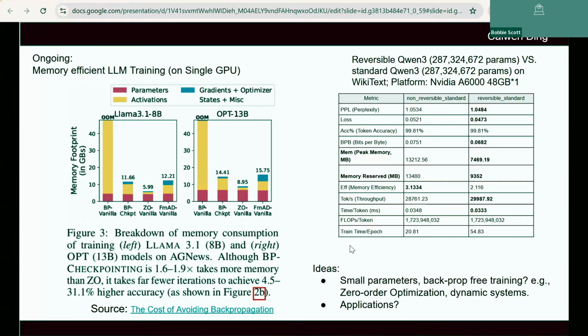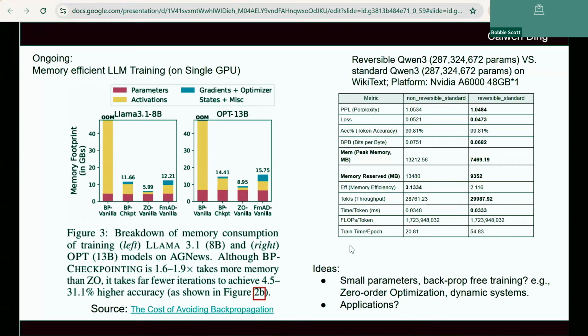For the backpropagation-free training method, we are doing a combination of, for example, zeroth-order optimization, where we only mimic with Gaussian noise. We can add this Gaussian noise to our previous weights, and then we can form some hypothesis and mimic the backpropagation process, the error. We are doing this in combination with the reversible layers. Hopefully by combining these two, we can further scale up our training.